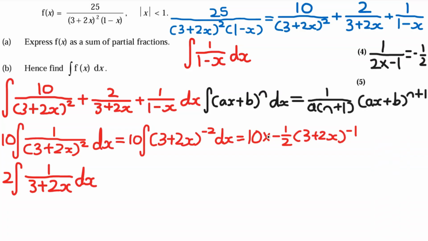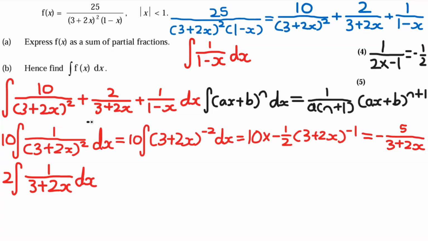Remember, we need to multiply it by this 10 here at the front, so 10 multiplied by minus a half is equal to minus 5. And then what I've done is I've rewritten this (3 plus 2x) to the power of minus 1 as 1 over 3 plus 2x. I've put it back in the denominator because this is the neater form to write it.